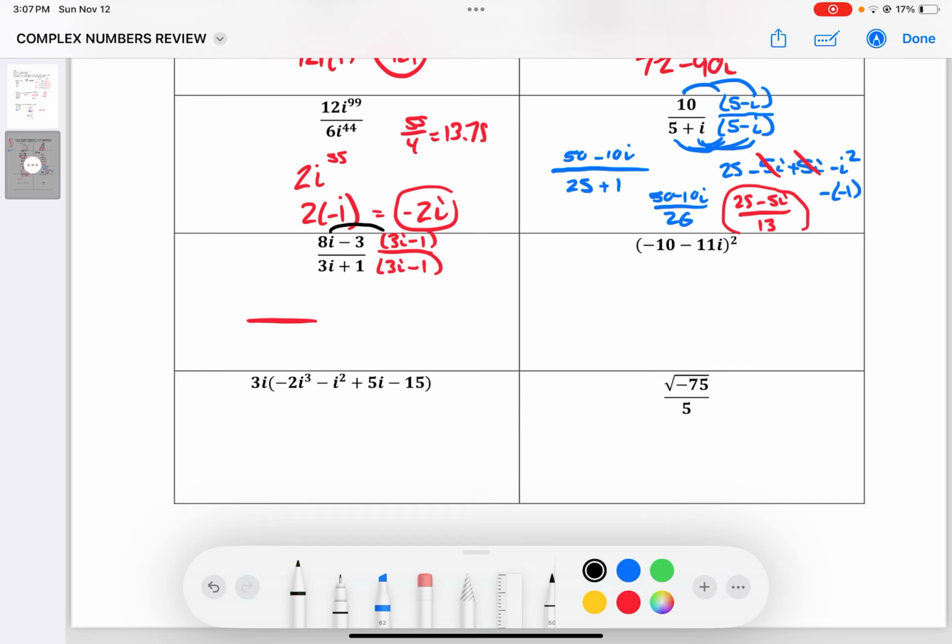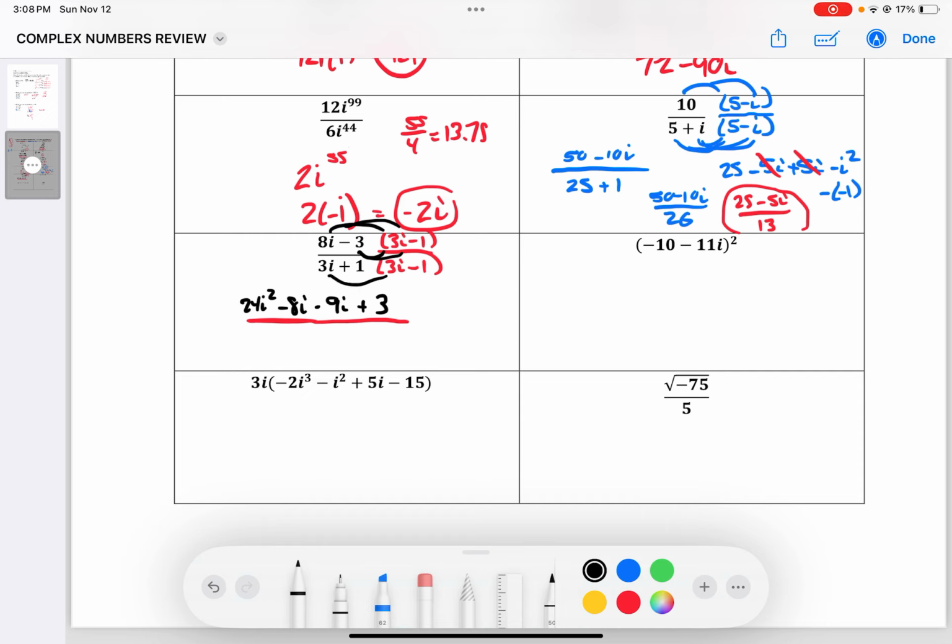8i times 3i is 24i squared. 8i times negative 1 is negative 8i. And this line needs to be way longer. Negative 3 times 3i is negative 9i. And negative 3 times negative 1 is positive 3. I believe I didn't make any mistakes there. No, I did not.